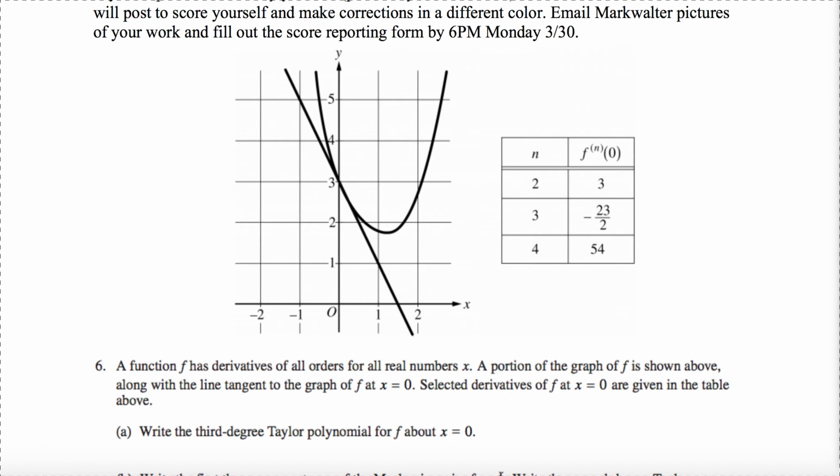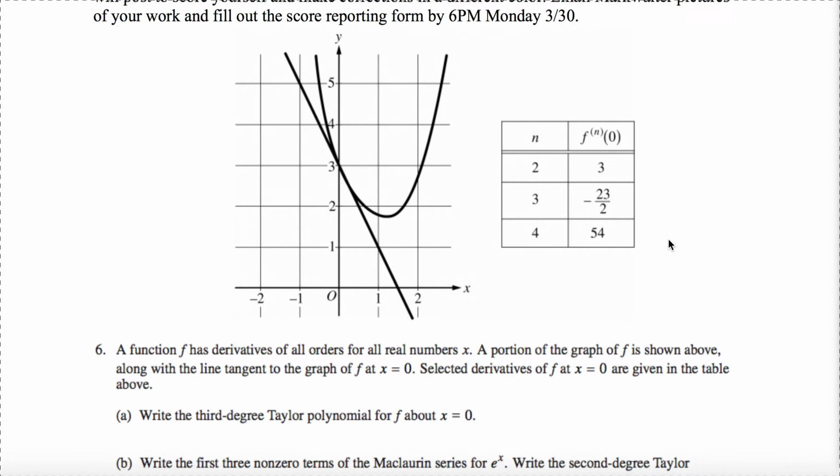All right, welcome. We're going to talk about the first FRQ from the 10.9 homework. It is the sixth free response question from the 2019 BC Calculus exam, and it reads like this.